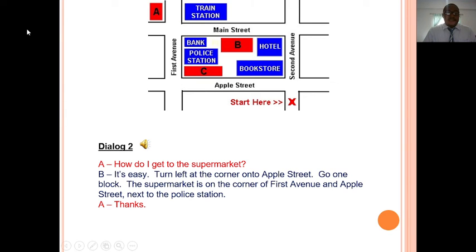Okay, let's recite the dialogue one more time. How do I get to the supermarket? B. It's easy. Turn left at the corner onto Apple Street. Go 1 block. The supermarket is on the corner of the First Avenue and Apple Street next to the police station. A. Thanks.